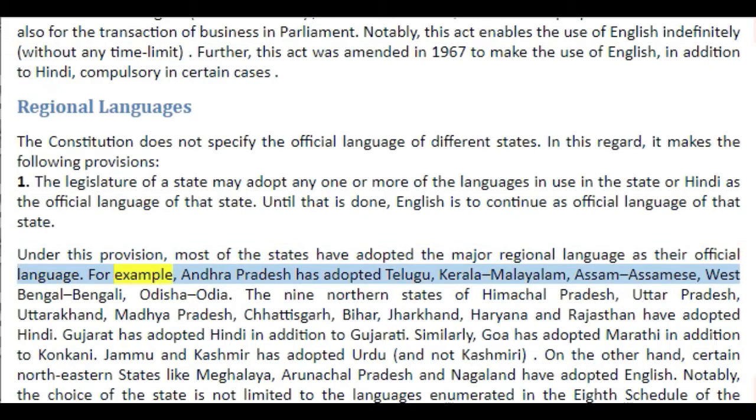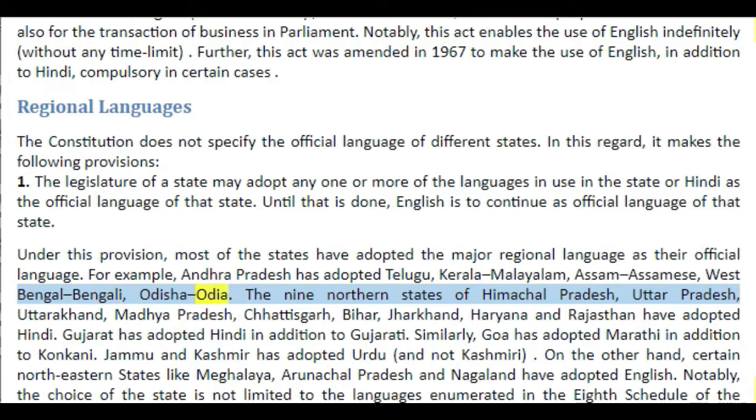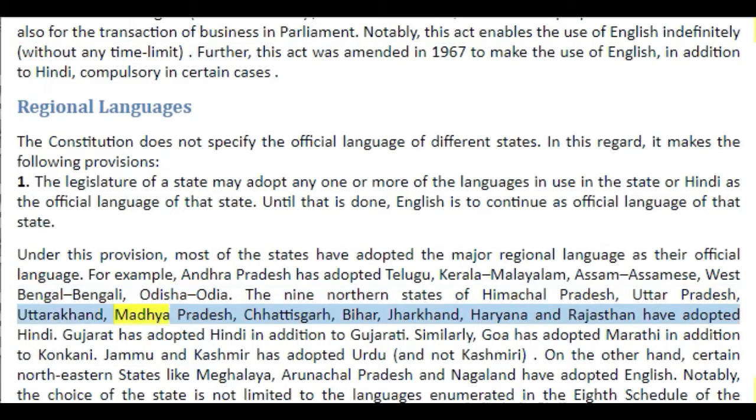For example, Andhra Pradesh has adopted Telugu, Kerala, Malayalam, Assam, Assamese, West Bengal, Bengali, Odisha, Oriya. The 9 northern states of Himachal Pradesh, Uttar Pradesh, Uttarakhand, Madhya Pradesh, Chhattisgarh, Bihar, Jharkhand, Haryana and Rajasthan have adopted Hindi. Gujarat has adopted Hindi in addition to Gujarati.